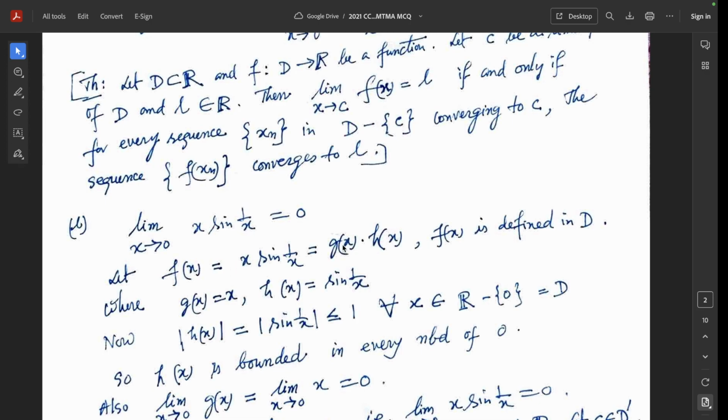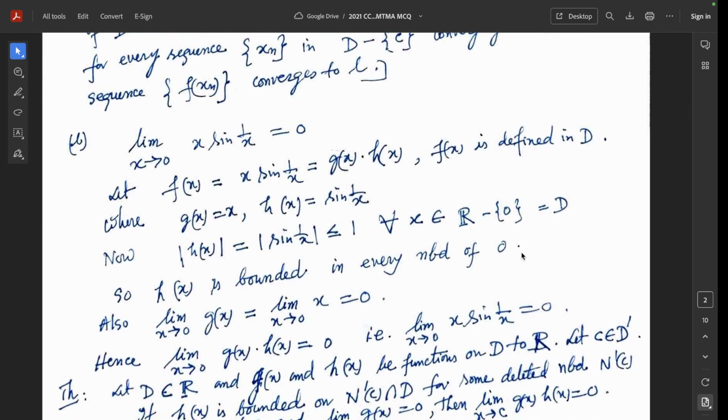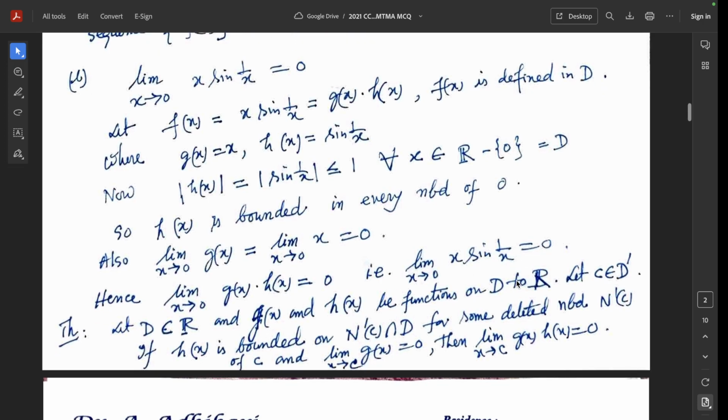Here f(x) equals g(x) into h(x), where g(x) equals x and h(x) equals sine 1 by x. This h(x) is a bounded function over the domain D, R minus 0, for all x, and h(x) is bounded in every neighborhood of 0. Limit x tends to 0 of g(x), where g(x) equals x, is 0. Hence limit x tends to 0 of g(x) into h(x) equals 0, and hence limit x tends to 0 of x sine 1 by x equals 0.